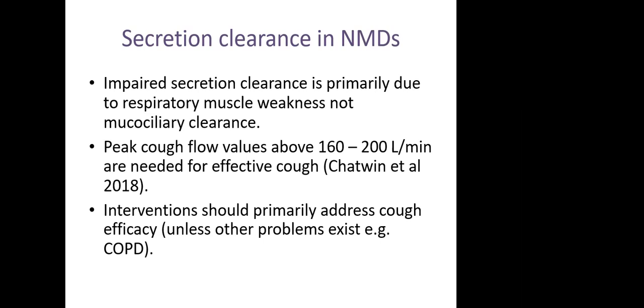And we know from research that peak cough flow values above 160 to 200 litres a minute are needed for an effective cough. So when you've got a patient who has a peak cough flow, a PCF, below 160, they're not likely to have an effective cough. So their secretion clearance is going to be impaired.